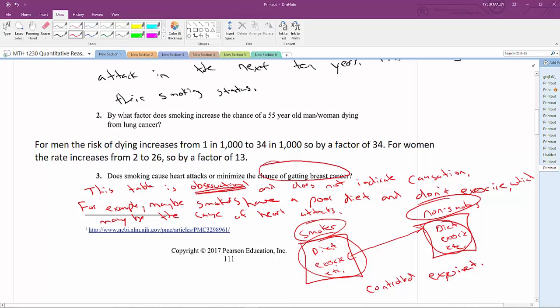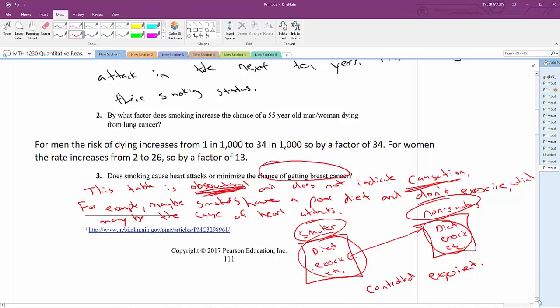We can't say just because we observe something that it's definitely causing each other, right? When we say causation, we're saying that if someone smokes, this directly causes them to have a higher heart attack rate, right? Or if someone smokes, they will have a lower breast cancer rate, right? Just one thing doesn't guarantee the other, right?